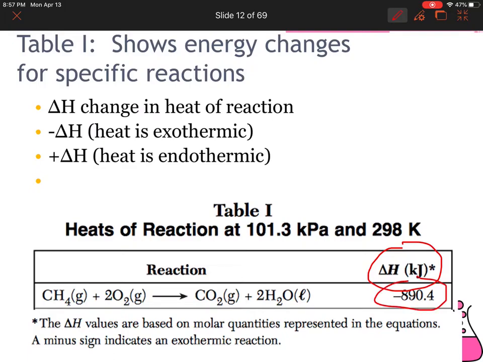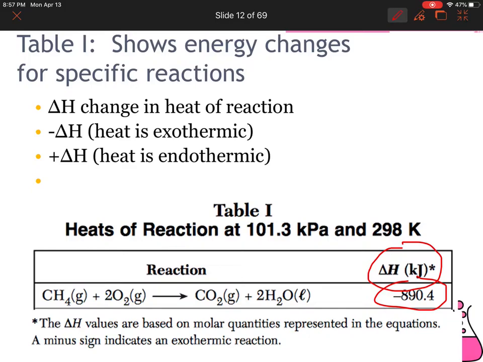That's in kilojoules. So that tells me that this is an exothermic reaction. And if I wanted to write out a thermochemical equation, meaning I wanted to put those 890.4 kilojoules into my equation, they'd go on my product side.